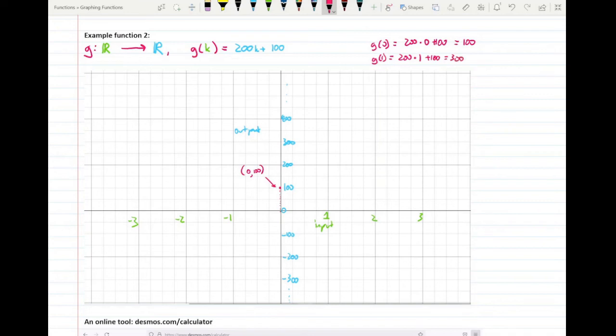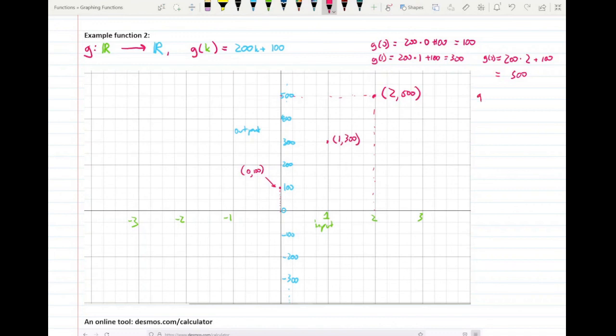So at 1, we're going to go up to here, at the point (1, 300). Likewise, we can continue on to k equals 2. We have g of 2 equals 200 times 2 plus 100, which equals 500. Here I'm going to extend my axes a little bit, 500 here. So we go up from 2 until we hit the height of 500. And graph (2, 500). And finally, let's do one more point.